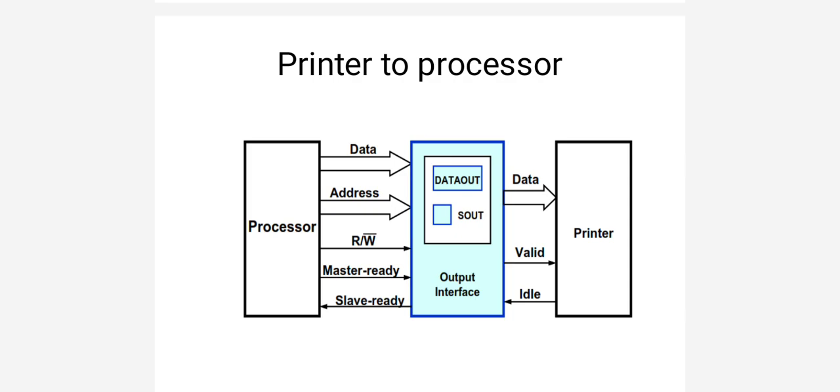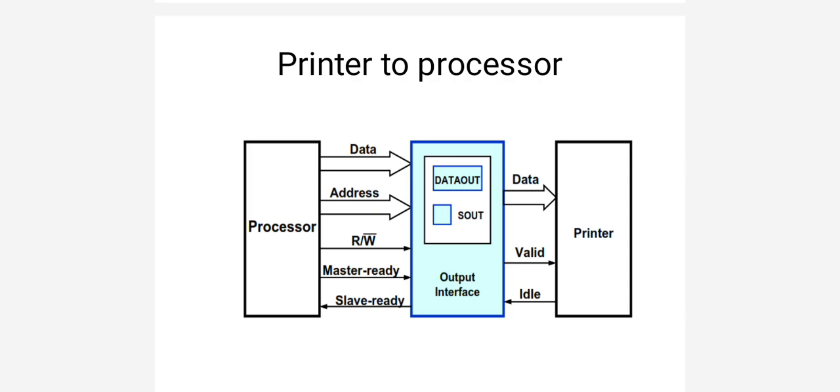Clear? And the output interface contains a data register data out and a status flag S out. So when S out is equal to 1 means the printer is ready to accept another character. When it is cleared to 0, a new character is loaded into the data out by the processor. S out ന്റെ value 1 ആയാൽ printer എന്ത് ചെയ്യും? Data out ൽ നിന്ന് ഡാറ്റ എടുത്തിട്ട് പ്രിന്റ് ചെയ്യാൻ തുടങ്ങും. ഇനി S out ന്റെ വാല്യൂ 0 ആണെങ്കിൽ processor data out ലേക്ക് ലോഡ് ചെയ്യാൻ തുടങ്ങും. That is the main difference.